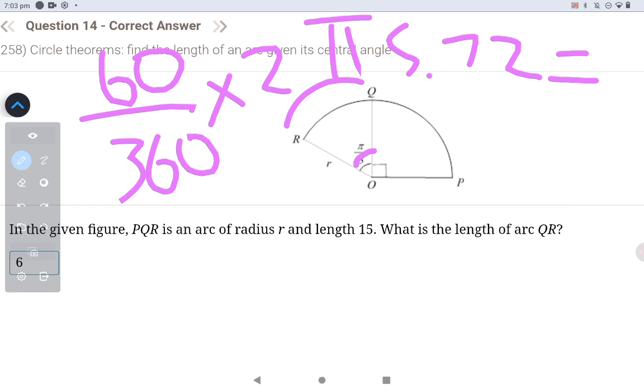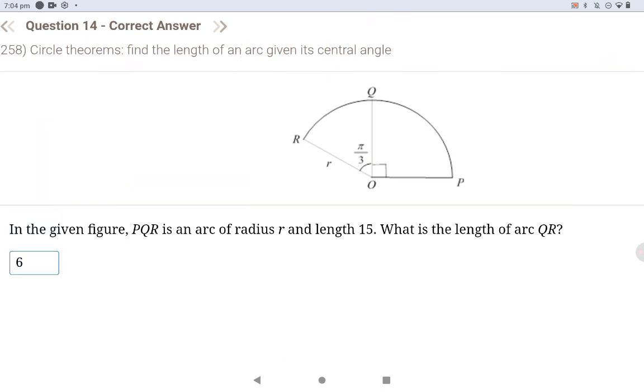So let me see, what do we get? 60 over 360 times 2 pi times 5.72 will give you 5.98, which rounded off is 6. Okay, we get 6. 5.98, yes, 6. And that's it, guys.